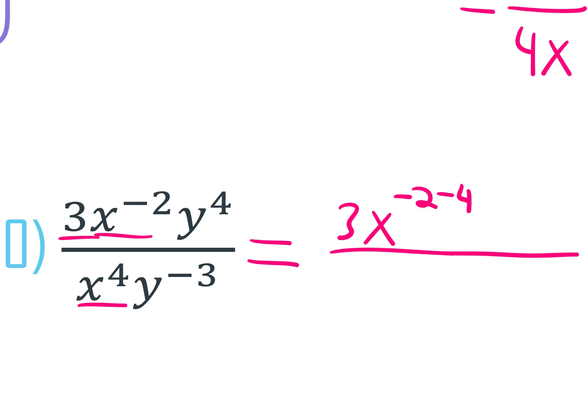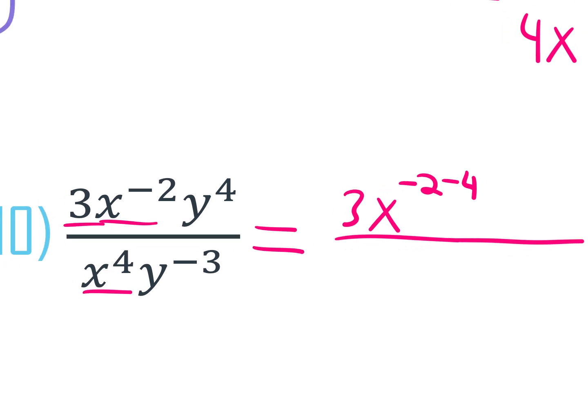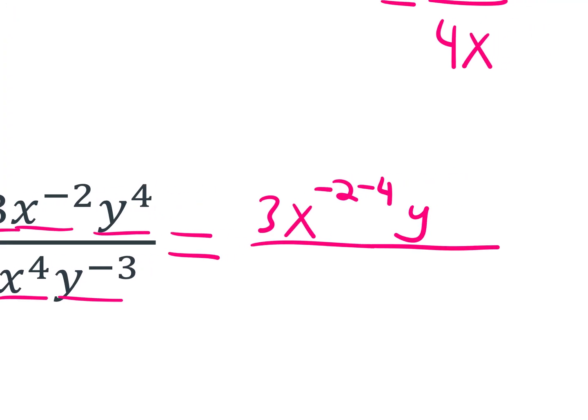We'll worry about that in a second. And then what do we do with the y's? We're going to do y with the y. You're still going to subtract, but because it's minus a negative, it's add, right? So that's when you do add. So it's going to be 4 minus negative 3.